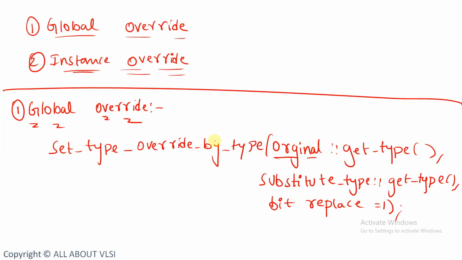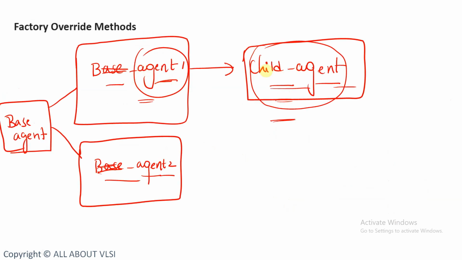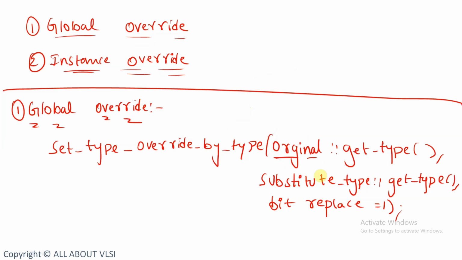Okay, so let's say if we want to replace this agent one with this child agent, you are going to write it down. Basically if you want to replace it, you are going to mention the original type which you want to replace. So wherever that particular component is present, that is replaced by this particular substitute type.